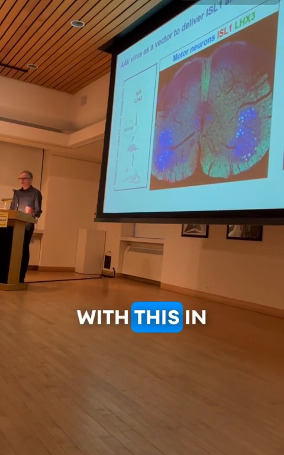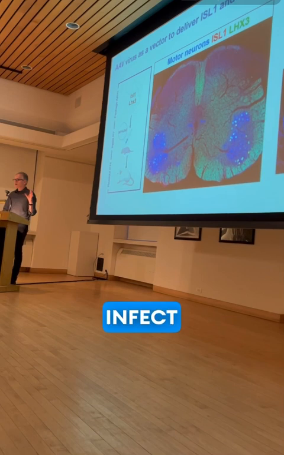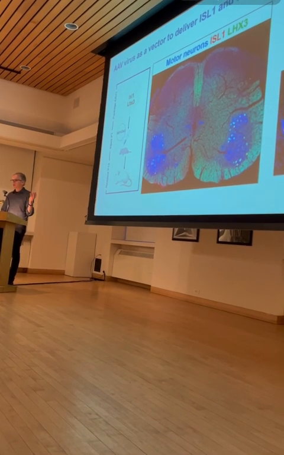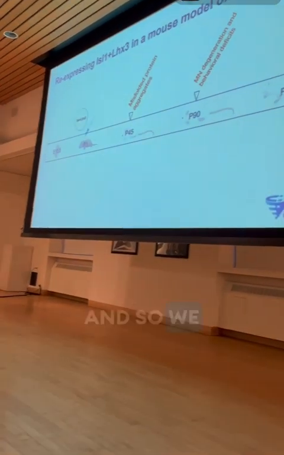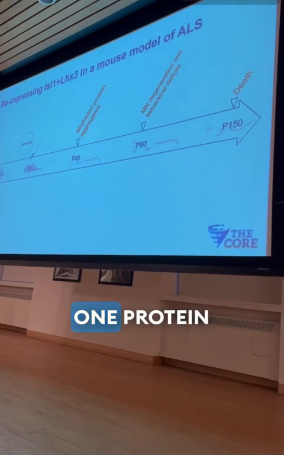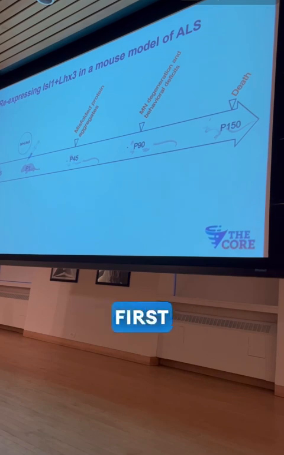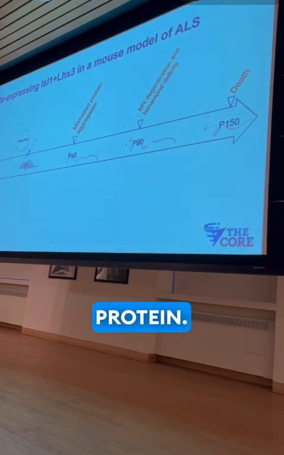And so now with this in our hands, we wanted to know what happens if we infect motor neurons in a mouse that carries the mutation that causes motor neuron degeneration. And so we used a mouse model of ALS that expresses the SOD1 protein that I said is mutated, and was found in one of the first patients. So this mouse expresses the mutant SOD1 protein.